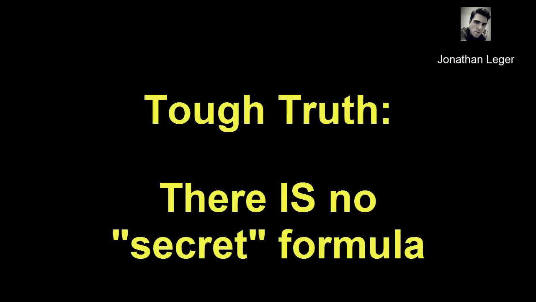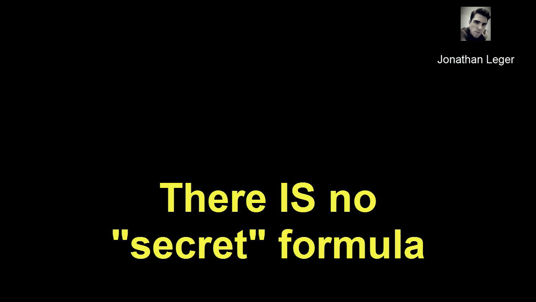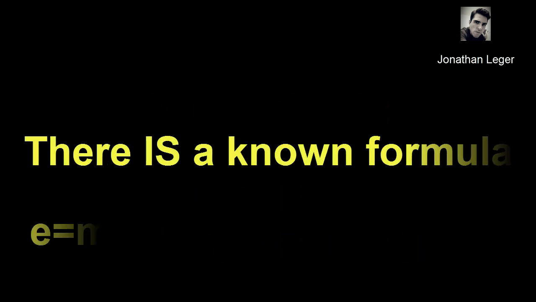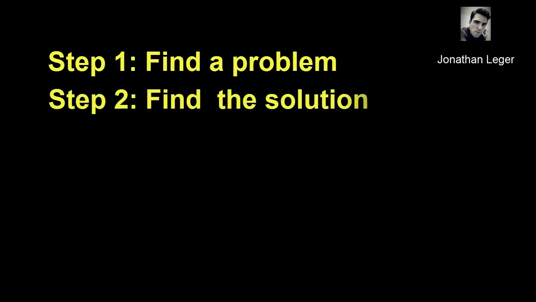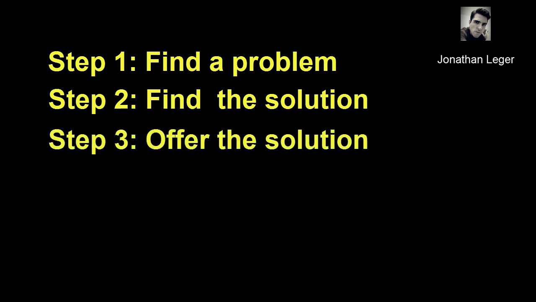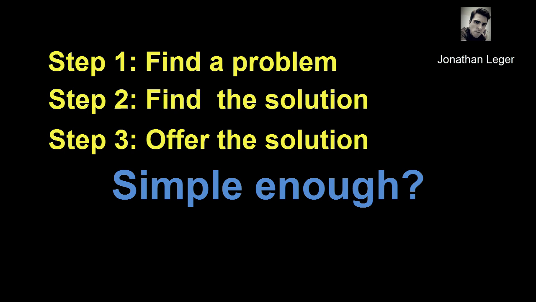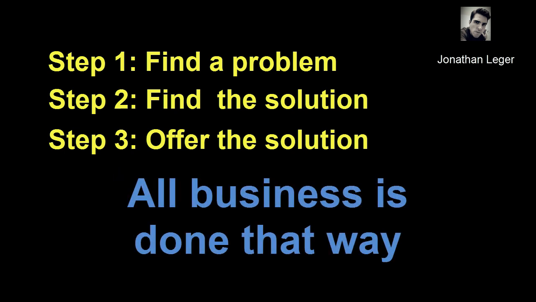But the reality is that there is no secret formula for making money, online or off. There is a formula though, and it's a really simple one. Step 1, find a problem that needs to be solved. Step 2, find or create a solution to the problem. Step 3, offer the solution to the people with the problem. Sounds simple and logical, right? Well, it is. That's the fundamental formula for all business done in the entire world. So let's talk about each step just a little bit.